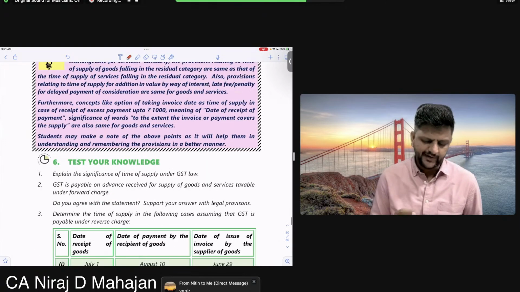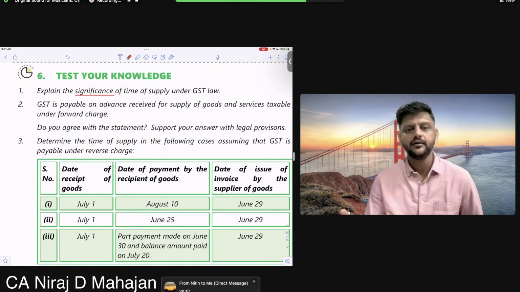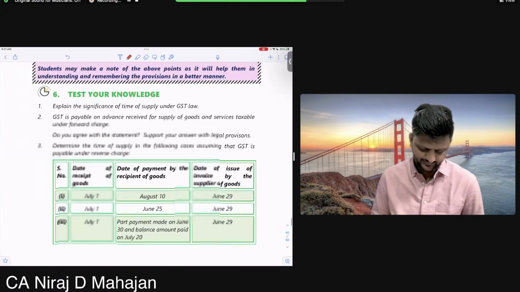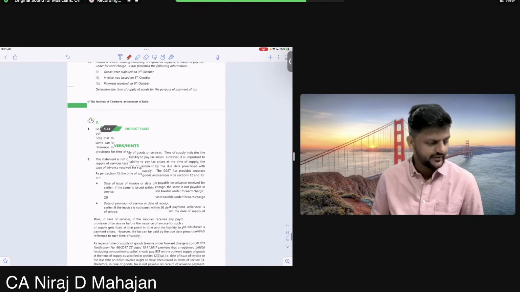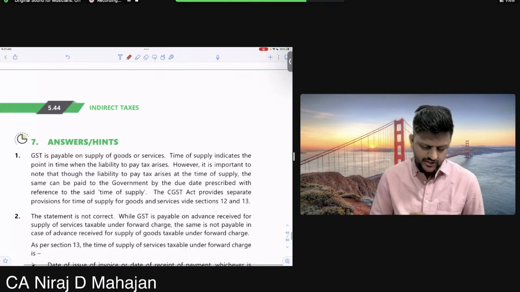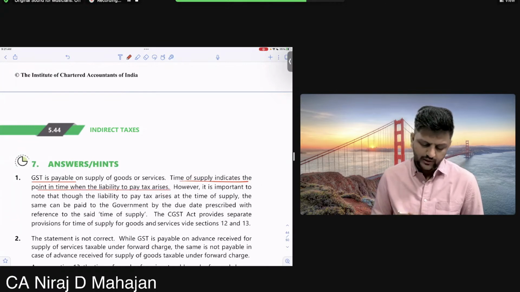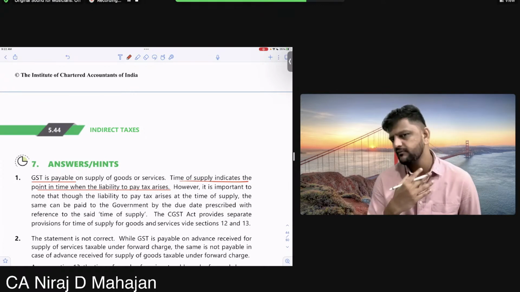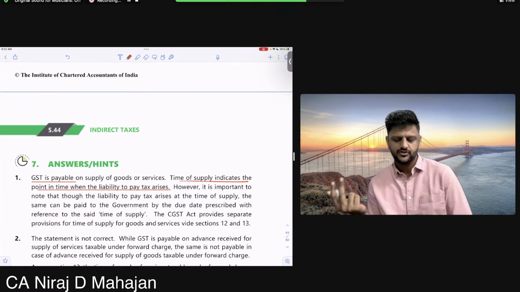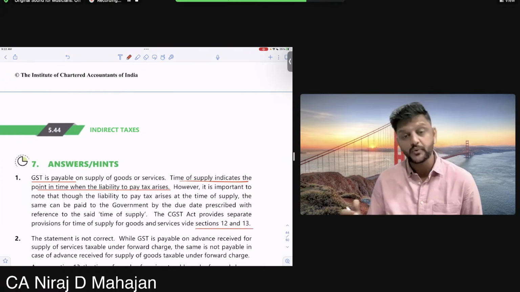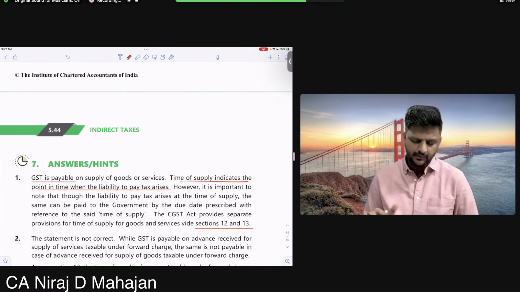Explain the significance of time of supply, your liability. When does it arise? How many questions we have? 15. No problem. GST is payable on supply. So time of supply indicates the point in time when the liability of the taxpayer arises. However, it is important to note that the same can be paid to the government within the due date. Section 12 and 13 also tell you about time of supply. Time pass.